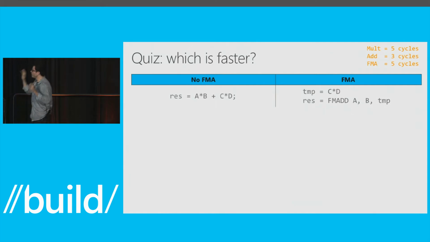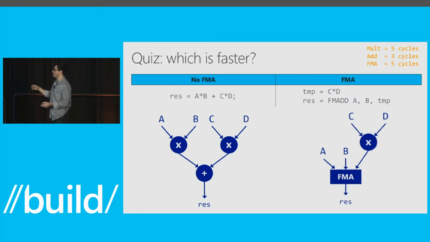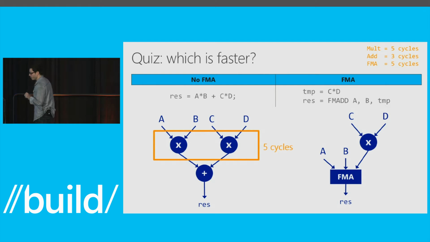Yes, okay, so let's do the same diagram as what we did before. On the left-hand side, we've got A times B, and we've got C times D, and we're going to add the result together. On the right-hand side, we've got the C times D, and then the FMA, where the result of the C times D is going to be the addition to it. The point here is that those 2 multiplies are completely independent. And because there are many multiply units on all chips nowadays, those 2 multiplies are going to happen at exactly the same time. So those 2 multiplies are only going to take 5 cycles combined.